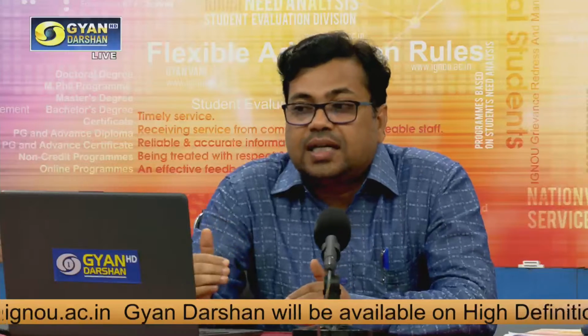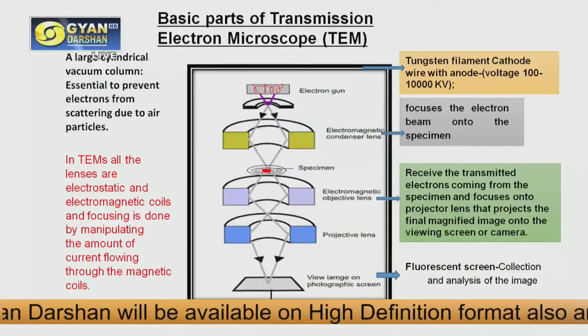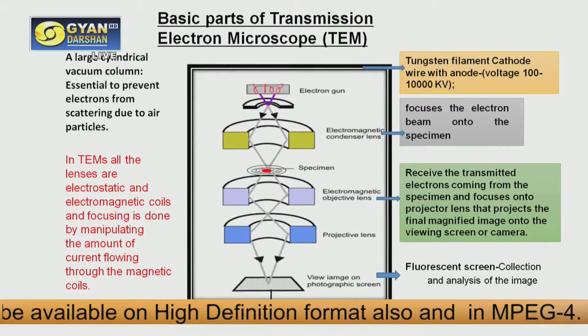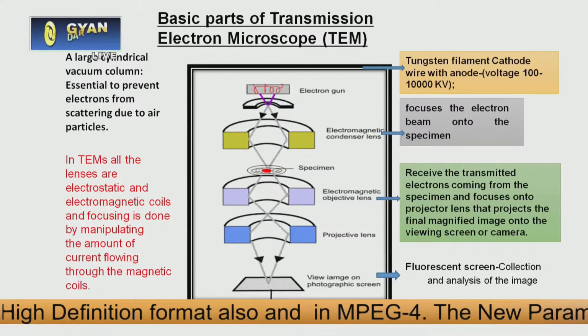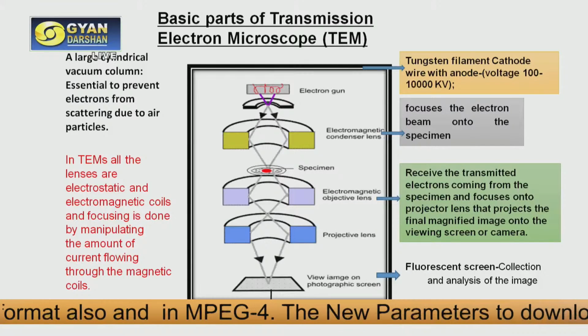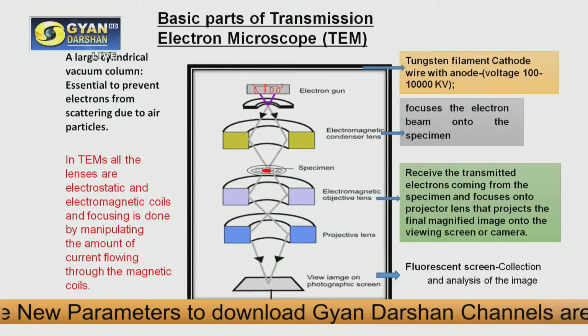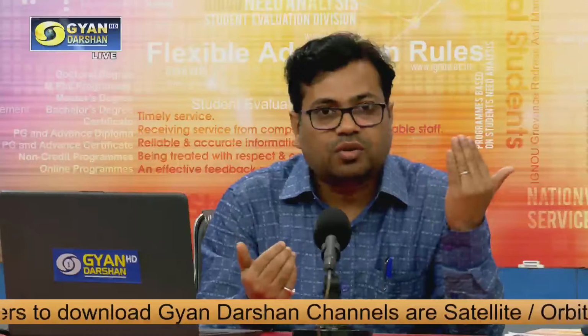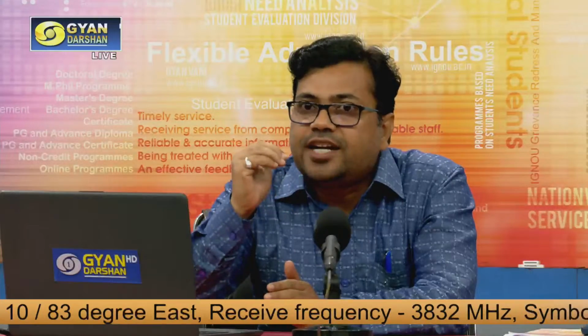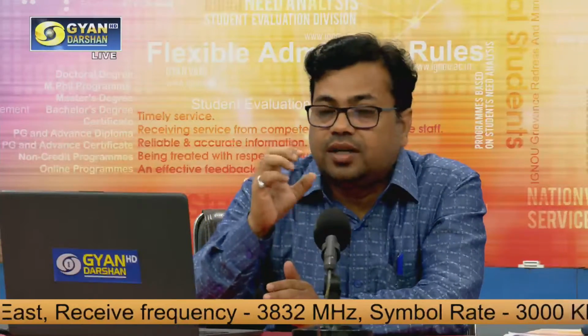When the electron gun produces the electrons with high voltage, the electrons are accelerated with the help of the anode. The anode is positively charged, and the electrons are negatively charged. So the beam of electrons passes in a straight direction and goes through the electromagnetic lens. The electromagnetic condenser lens focuses the electron beam, and it passes the electron beam like a gun at high speed onto the biological specimen.